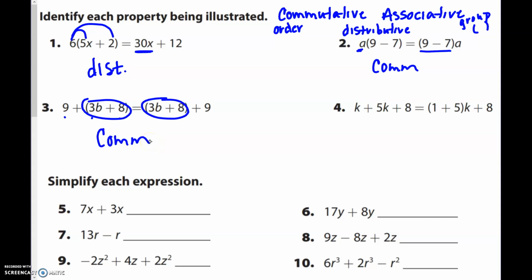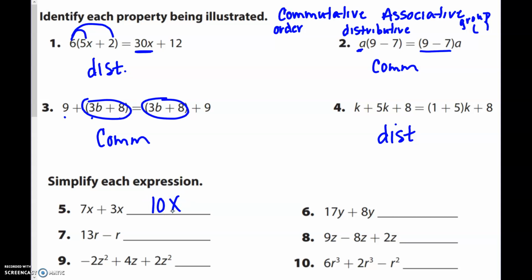All right, this one has k, 5k, and 8. All right, the 8 is still at the end, but what they're doing is pulling something out. This is the opposite of what the distributive property that we're used to seeing is. So this one is the distributive property. All right, looks like they didn't show us any associative properties on that grouping. All right, number 5, 7x plus 3x. Those are like terms. They both have x's, and so this is 10x.